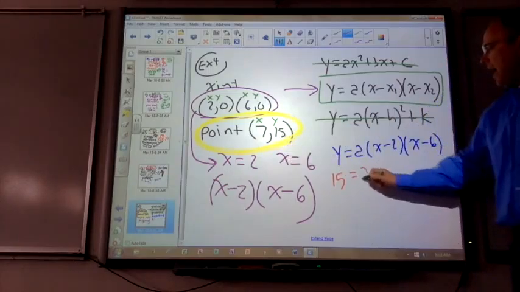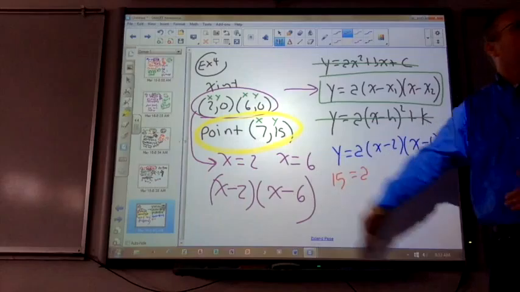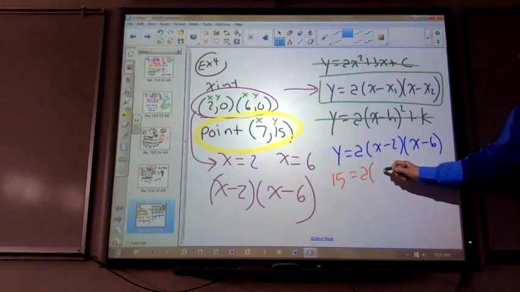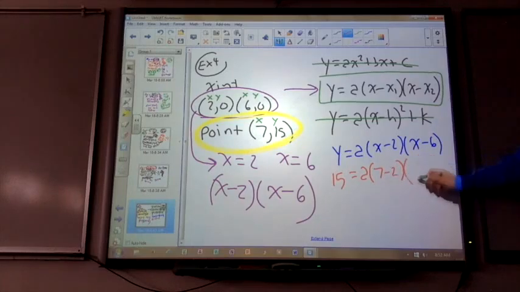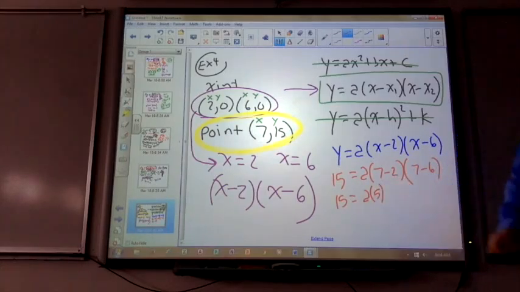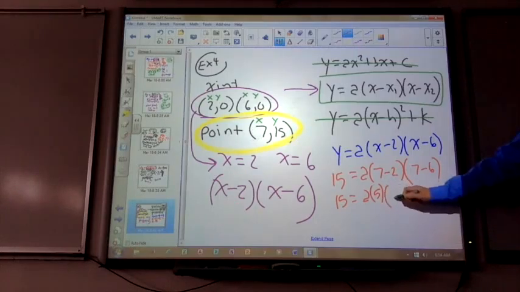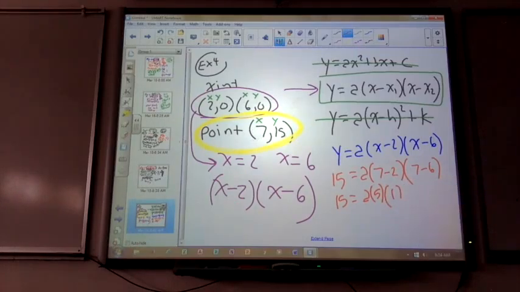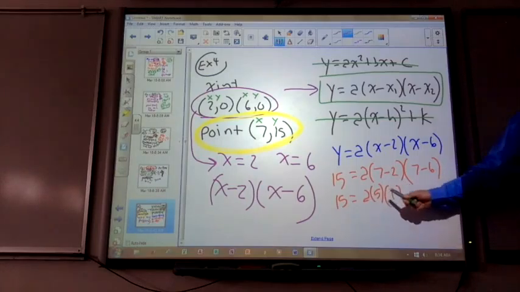Okay? And then A, I have no idea. I don't have any letters A labeled up there, so A is kind of unknown, but I know I have x minus 2. Wait, 7 minus 2. And then? X values plugged in. Look at this. Okay, 15. And this is going to be A times 5. Where'd that 5 come from? Times 1. Where'd that 1 come from? 7 minus 2 is 5. 7 minus 6 is 1. Wait a minute. A times 5 times 1.